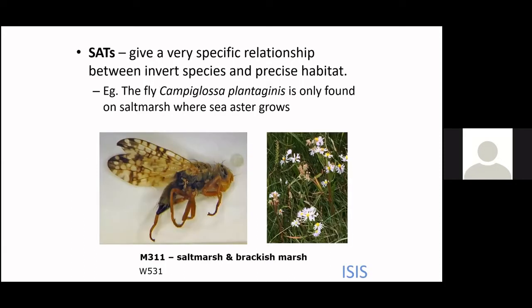So what's the difference between a SAT and a BAT? The SATs give a very specific relationship between an invertebrate species and its precise habitat. So for instance, this picture wing fly, Campyglossa, is only found on salt marsh where sea aster grows.